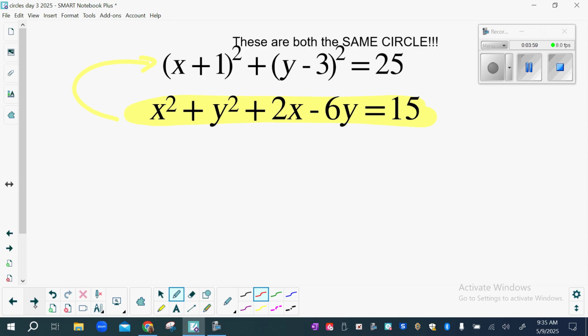Okay, here we go. Step 1. Step 1, you need to reorganize.